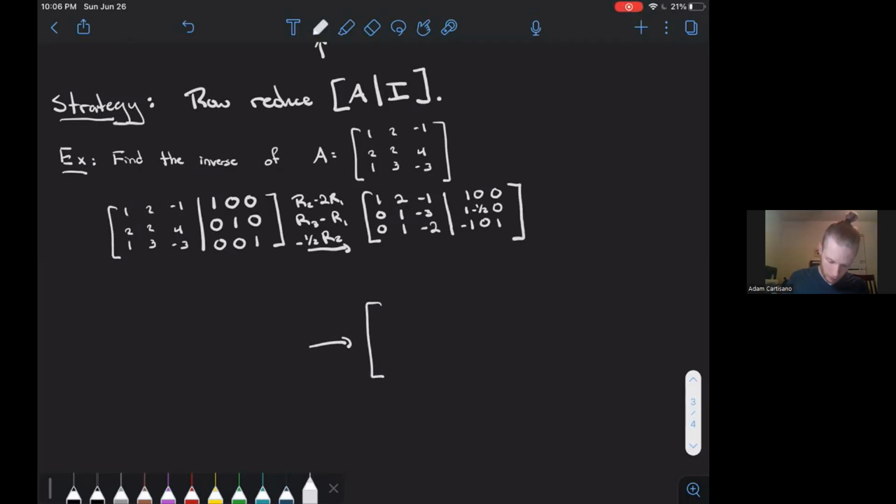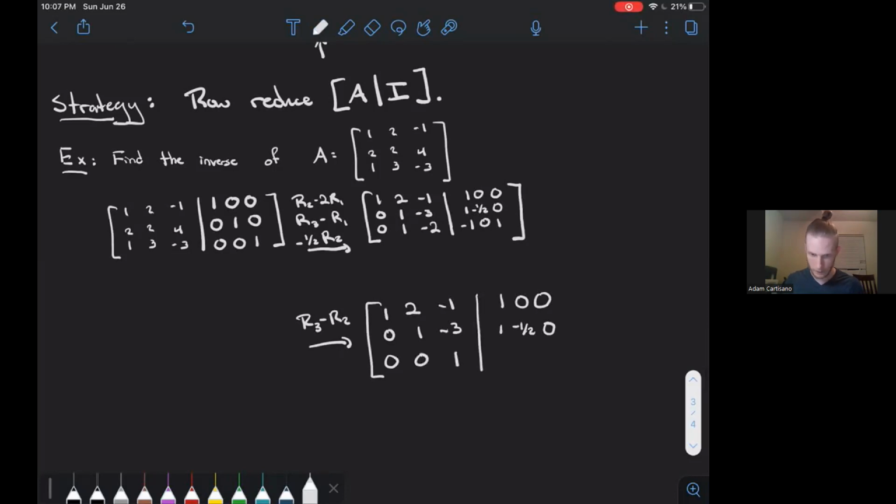So row 3 minus row 2. The first row will stay completely the same. The second row will also stay the same. The third row, take the negative of the second row and add it to it. You'll get a 0 here. You'll get a 1 here. That's convenient. You'll get negative 2 down here.